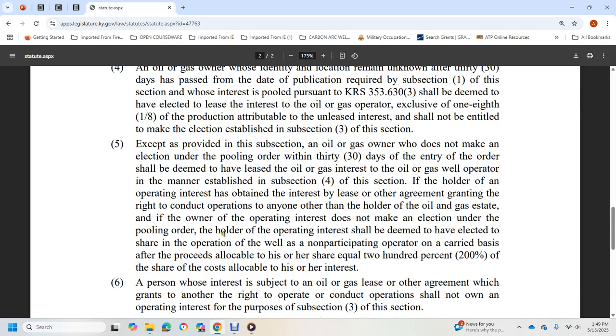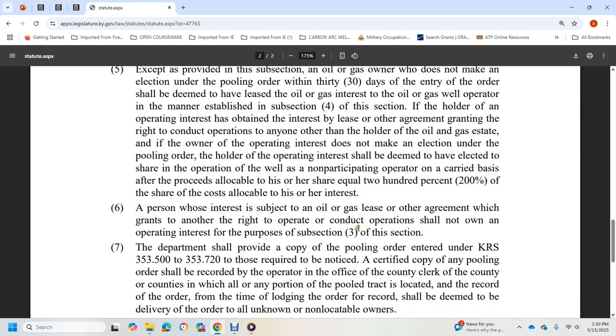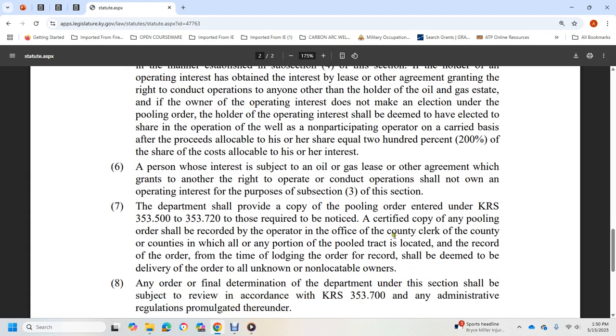The owner of an operating interest that does not make an election under the pooling order is deemed to have elected to share in the operation of the well as a non-participating operator on a carry basis, proceeding allocable to his or her share of 200% of the share of the cost allocable to his interest. A personal interest subject to an oil and gas lease, an arrangement of grants, and another right to object to the conduct of operations shall not be considered an operating interest for the purpose of subsection 3.